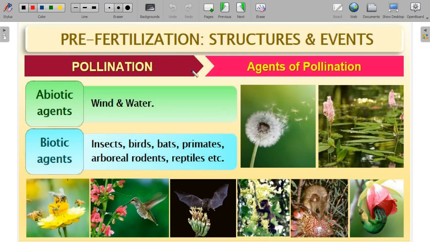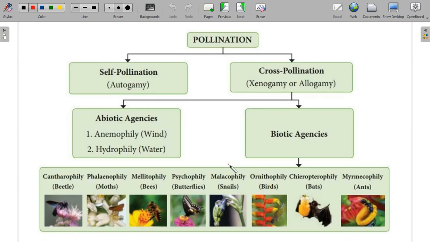For this, we have some agents, the agents of pollination. We have abiotic: a stands for absent, bio stands for life, so non-living agents of transfer, where we have wind and water. There are technical terms too, which I'll tell you in the next slide. Biotic agents means living agents, some living organism which can aid in pollination: insects, birds, bats, primates, arboreal rodents, reptiles, everything is there. The next slide shows you the technical terms we are going to use for pollination.